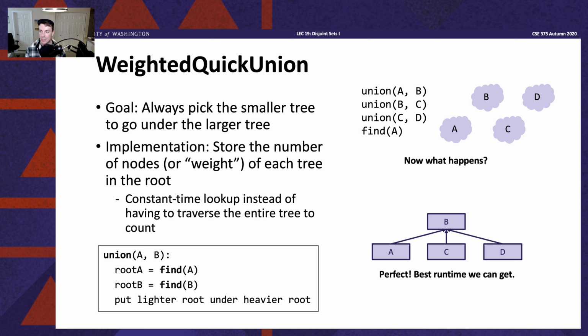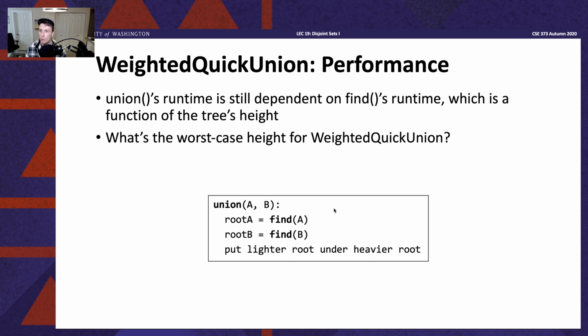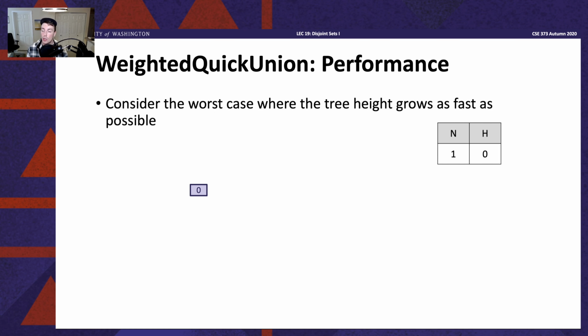So now the question is, if I have this nice structure where I always make these lighter trees the children, does this actually improve our runtime? Union's runtime is still going to be dependent on find's runtime, which is going to be a function of the tree's height. The question is, if I'm doing this weighted quick union, always putting the lighter trees down below, what is the worst case height for this tree? So let's try to draw out some examples. What I'm going to do on these slides is draw out a bunch of these up trees that are the result of unioning them together.